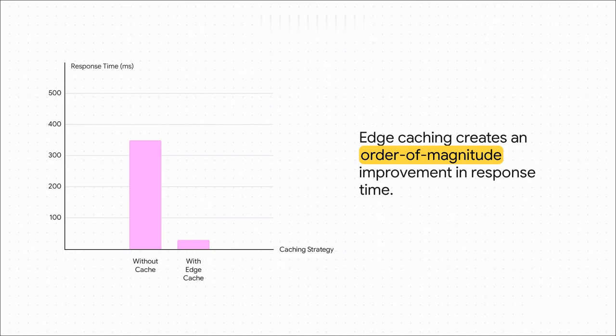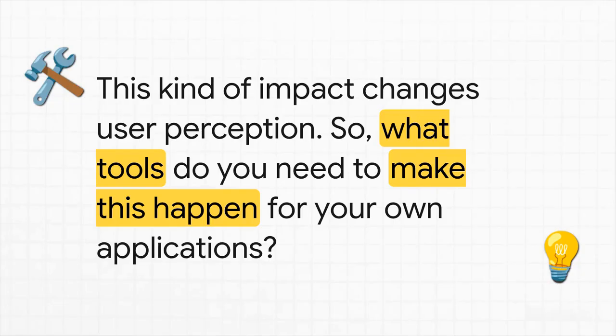And just look at the numbers here. This is what's so incredible. We're not talking about a tiny little optimization. We have gone from 350 milliseconds down to 30. That is a more than 10 times improvement. It's the kind of performance gain that your users will feel the second they start using your app. This is the kind of impact that literally changes how people feel about your product.